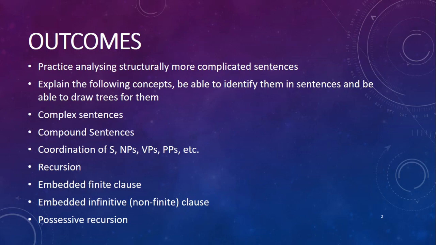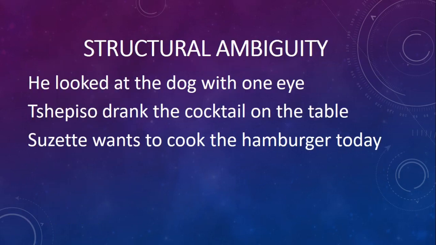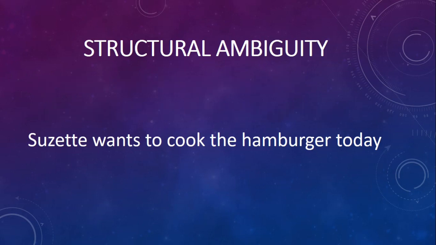and possessive recursion. What do the following three sentences all have in common? He looked at the dog with one eye. Chipiso drank the cocktail on the table. Suzette wants to cook the hamburger today. They all have more than one meaning, which is to say they are structurally ambiguous.